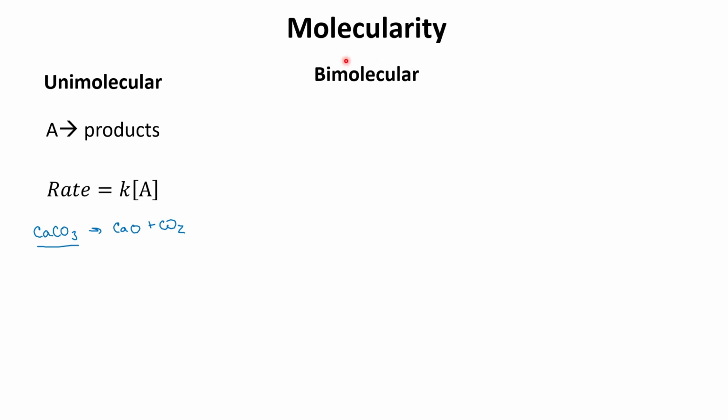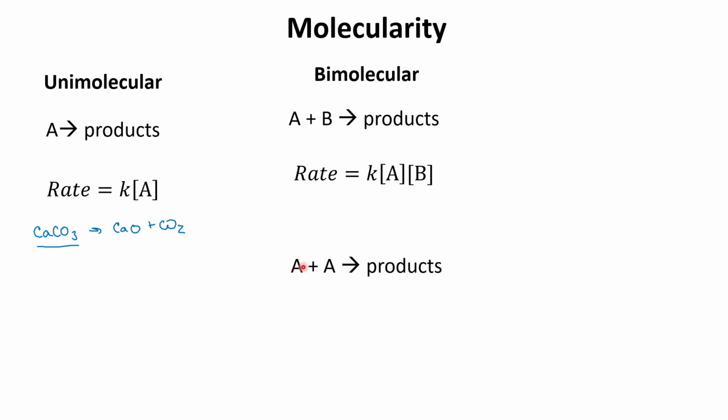Now let's talk about bimolecular reactions. As you can guess, this means we need two things to collide. And there are two different ways we can think about this. So we can think about A plus B going to products. That would give us a rate of k times the concentration of A times the concentration of B. Or we can think about this as two molecules of A colliding to give us products. And again, that would give us a rate of k times [A] squared. There are plenty of examples of bimolecular reactions. One example of an A plus B is carbon plus oxygen going to carbon dioxide.